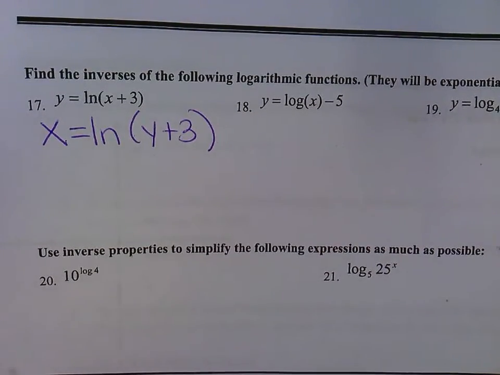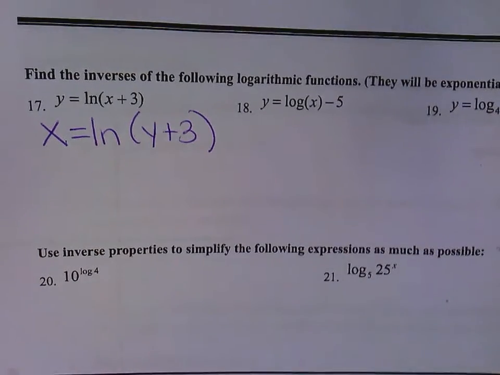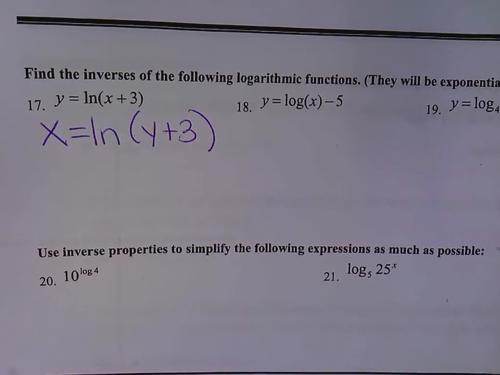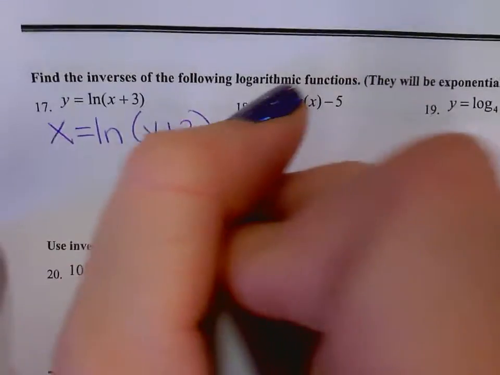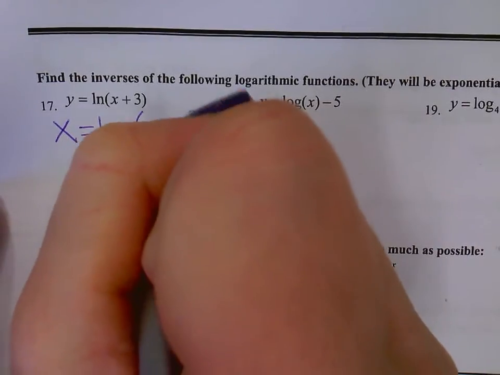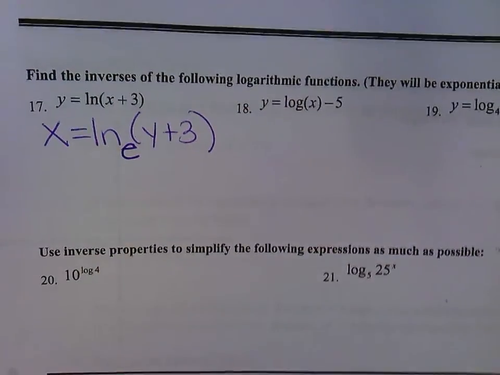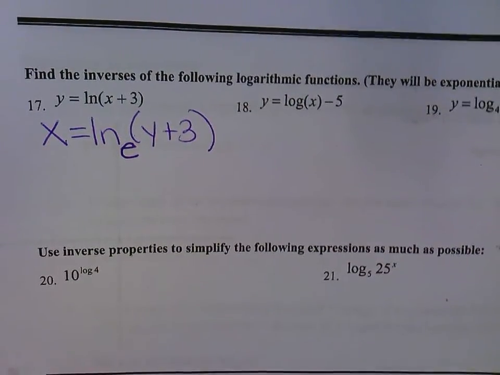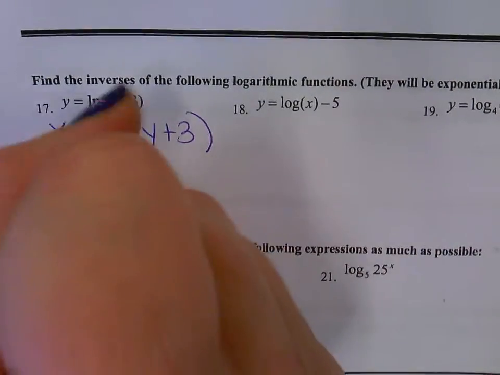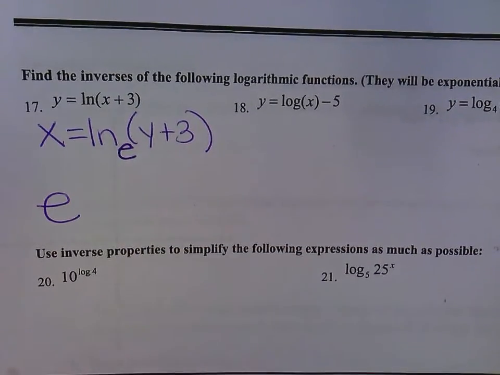I need there to be a base. So if I see a natural log, I can rewrite that as the log with base e, because there needs to be a base. If you're changing from log to exponent world, there has to be a base. So I'm going to put a base right here. My base is e. And now I'm going to rewrite this in exponential form. So the base of the exponent is e.